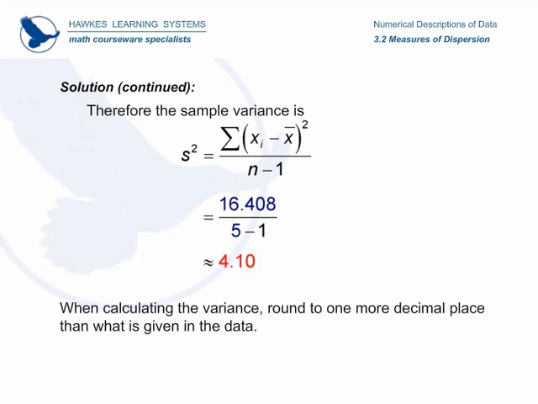So now we have concluded our calculations to find the variance. So our final answer for our variance for that data set is 4.10. When calculating the variance, round to one more decimal place than what is given in the data.